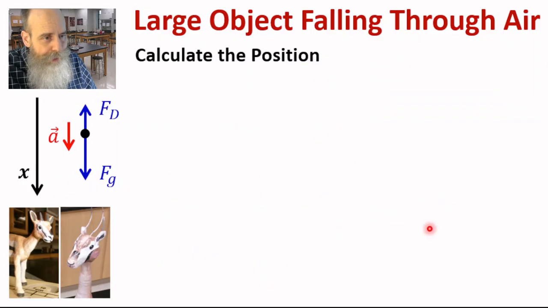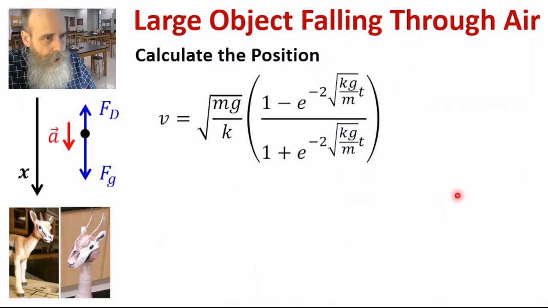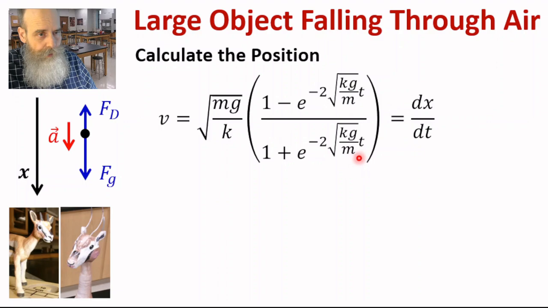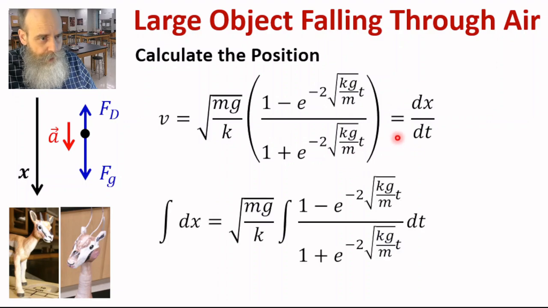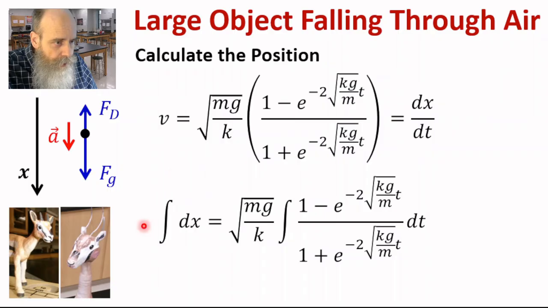Now let's calculate the position. So here's our expression for velocity, and that equals dx by dt. So this is our differential equation. Let's separate variables and then integrate. So I multiply by dt and then integrate it. So we have this integral on the left, which is very easy. It's just x. And then we have this more complicated integral on the right.